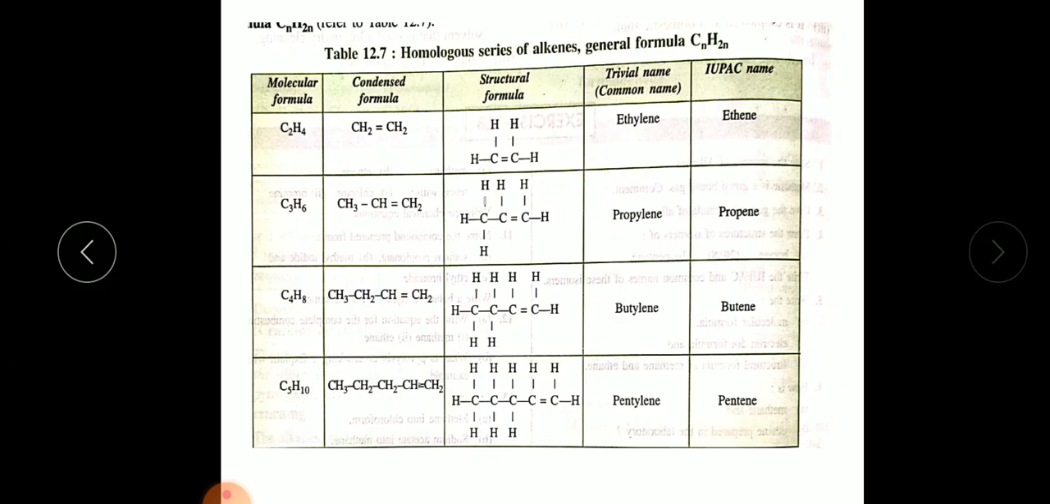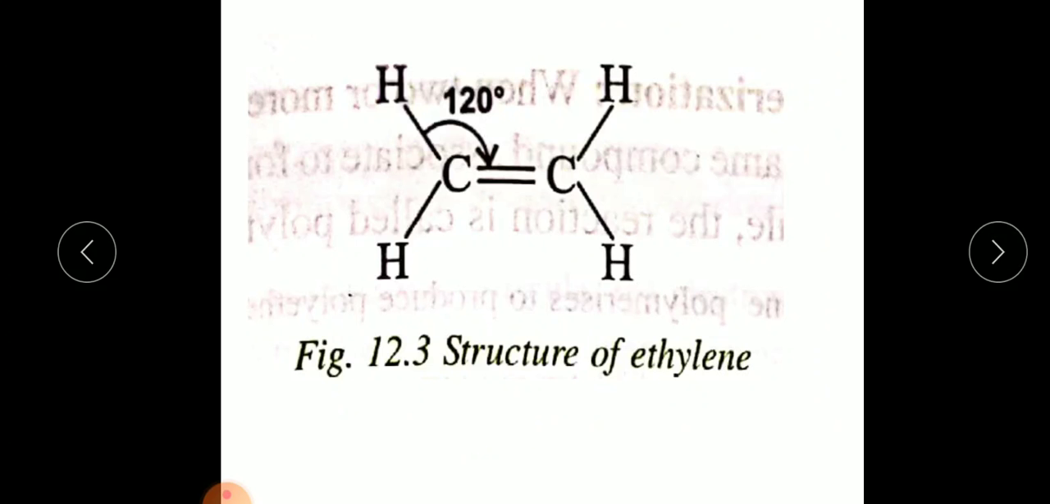Now, in alkenes, we mainly focus on this compound, ethylene or ethene, where you have a carbon-carbon double bond, and each carbon is attached to 2 hydrogen atoms. Over here the bond angle is 120 degrees.